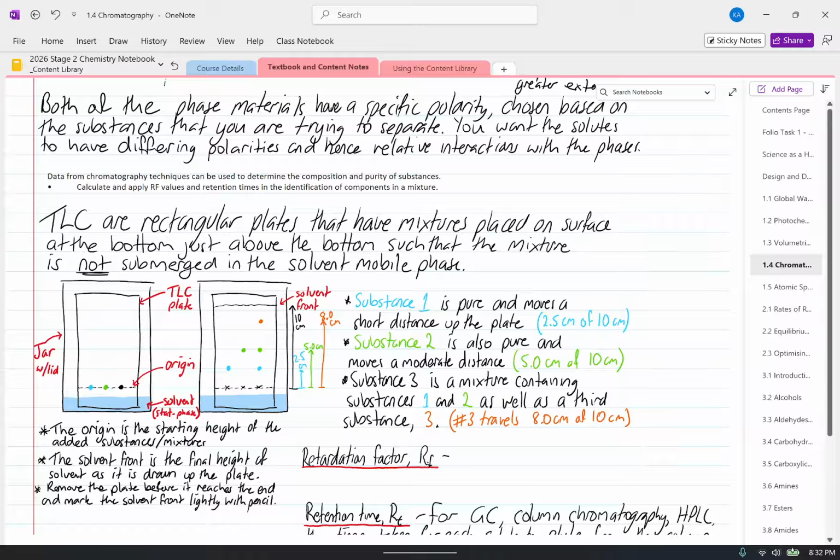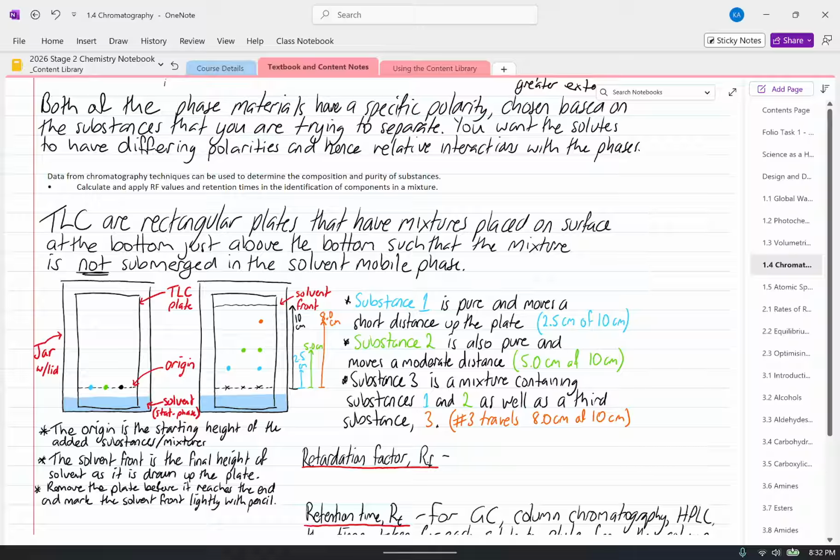Ooh, there you go, I've made a mistake here. That should say mobile phase. Now, regardless, you place dots of your substance in a line. You mark that line. You have to mark that line because you may not be able to see, let's say you have colored dyes, the colors may actually get dragged up completely, and you're left with nothing to show you where they started. So you have to mark that line.